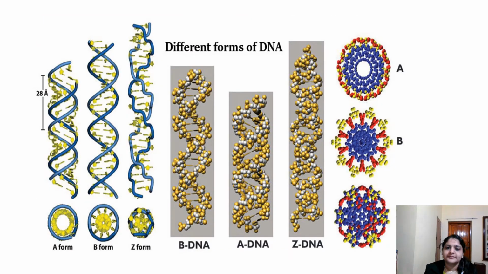So the diagram shows different forms of DNA, A, B and Z form. We can see Z DNA is left-handed, others are right-handed, and the physiologically most common form is B form, seen in conditions where there is low salt and high humidity, and A DNA is just the opposite. How? High salt and low humidity.